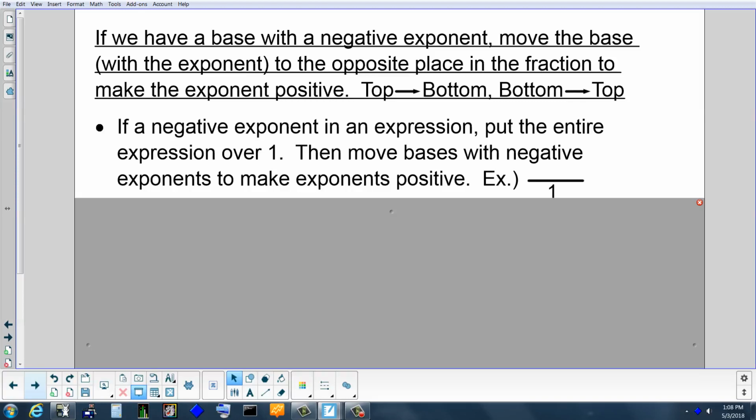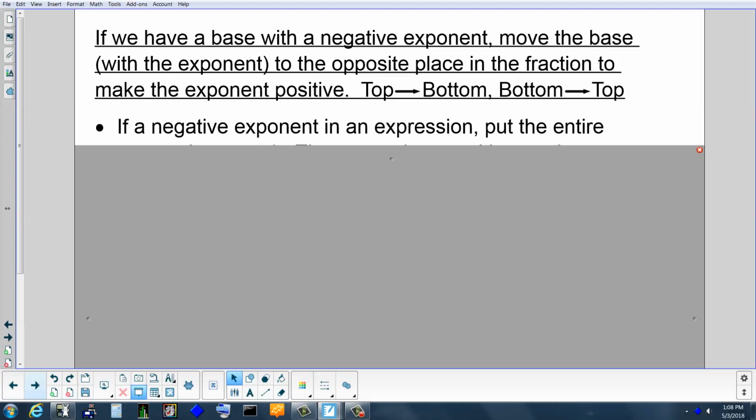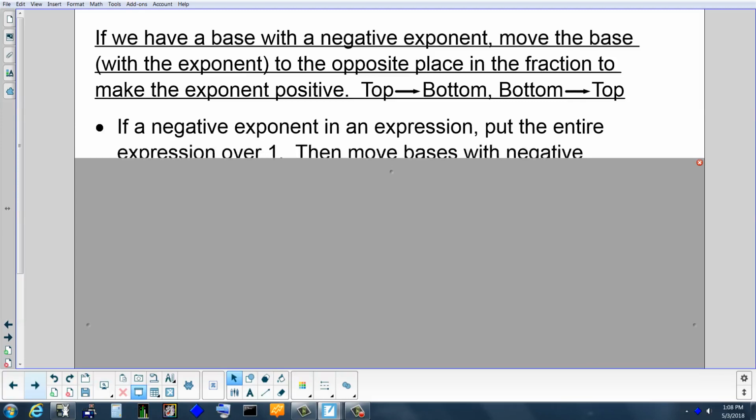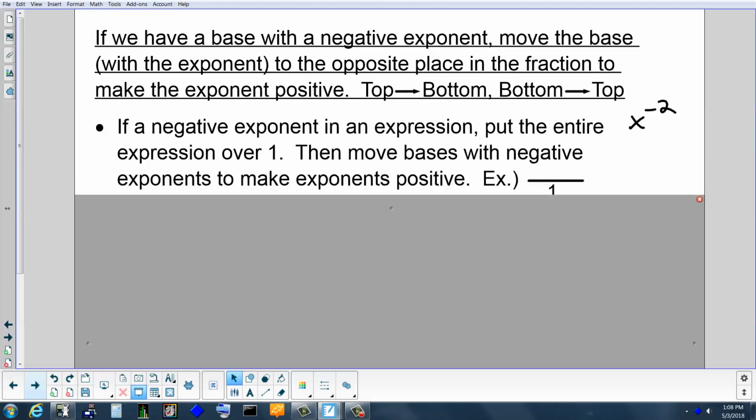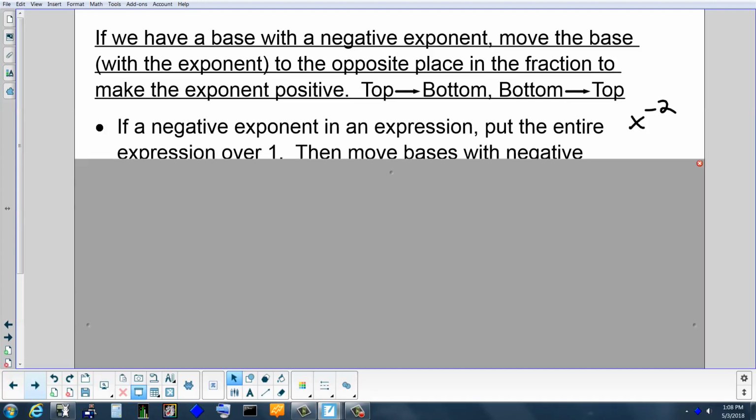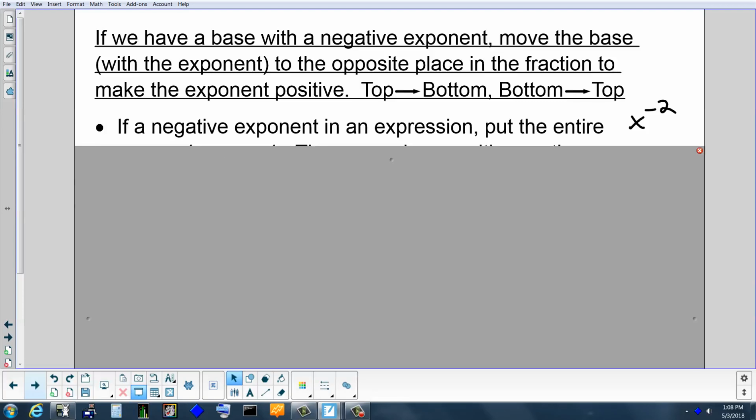All right, so if you have a negative exponent just in an expression by itself, let's say all you had was this. I think there's a bullet on your sheet. You'll be able to fit it on 2 lines. And then the last bullet is already written for you. If you have a negative exponent in an expression, what number can I always put this over? 1. Can always put it over 1.